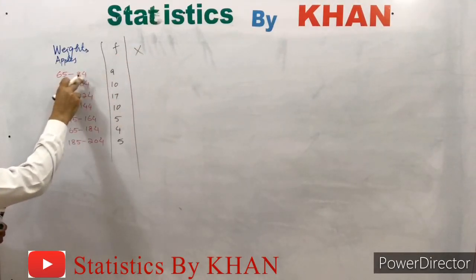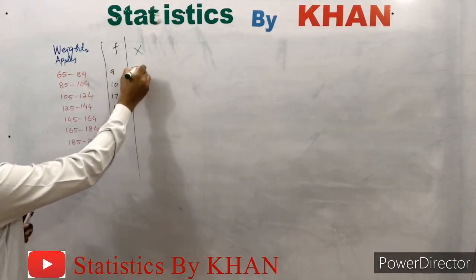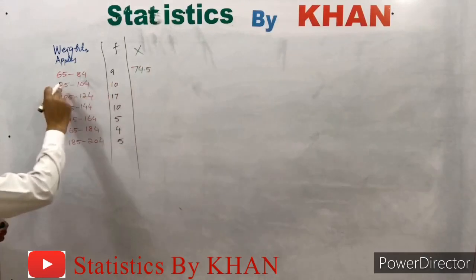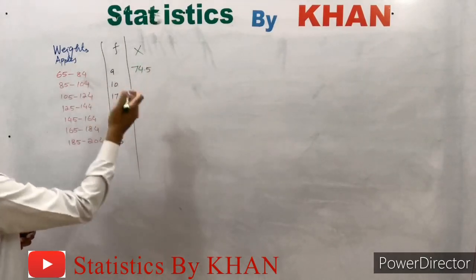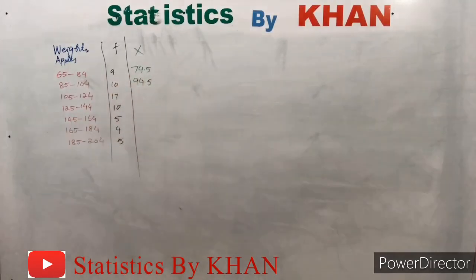Adding these two values and dividing the total by 2, we get 74.5. Adding these two values and dividing the total by 2, we get 94.5. Okay, basically the coding method helps in computation. It brings ease in computation. So in the coding method, we will be looking for each shortcut step which could help us in ease of computation.